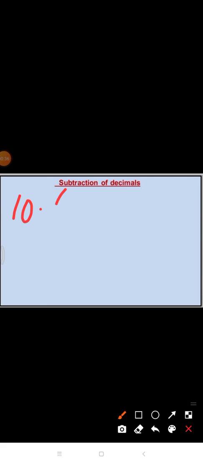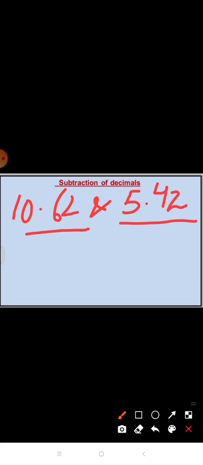So first of all, let's consider an example. We have 10.62 and 5.42. Step first is change the decimals to like decimals if required. But here, both the decimals are like decimals. Step 2 is write the decimal numbers according to their place values.